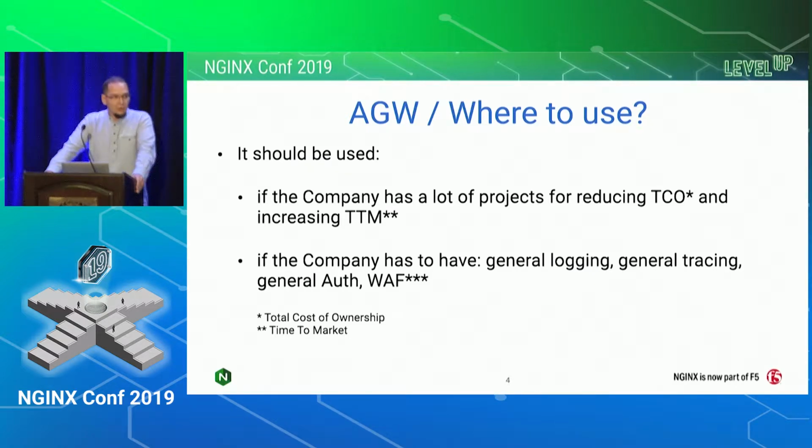But before that, it's really important to say where to use API gateway, because it's very interesting where to use API gateway and where not to use. That's why I placed this slide. I believe that the best usage of API gateway could be in a company with a lot of different projects, because it will reduce TCO, total cost of ownership, and it probably will increase time to market. Another point where to use API gateway is if you for some reason need general tracing, general logging, general authentication, or probably a web application firewall.